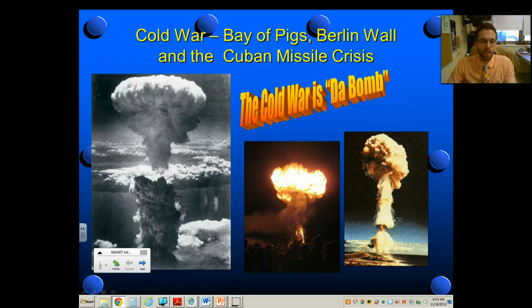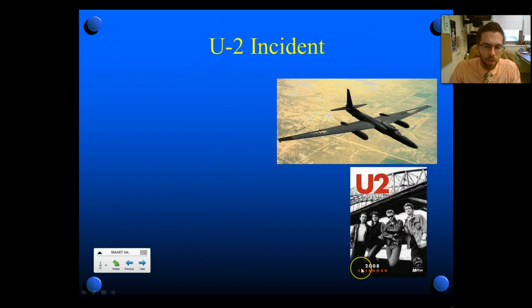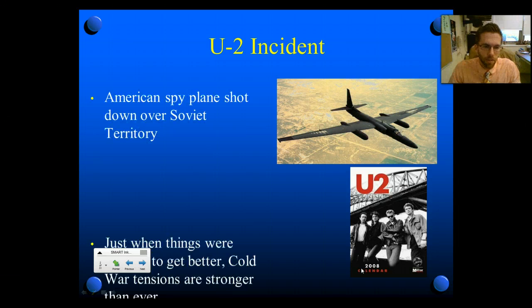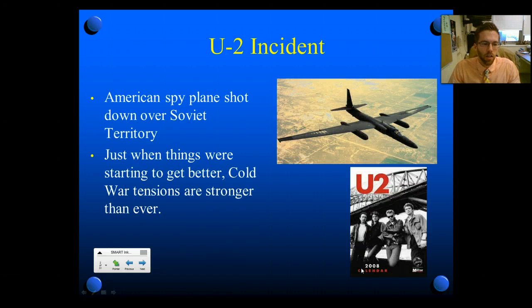Okay, we're going to look at the early 60s, Kennedy administration, as far as the Cold War goes. Okay, last thing we left off with, U-2 incident. Just when things were starting to get better, this happens. Okay, tensions are at the highest level when President Kennedy comes in the 1960 election, and we'll see three major incidents or events during the Kennedy administration that are huge Cold War events.